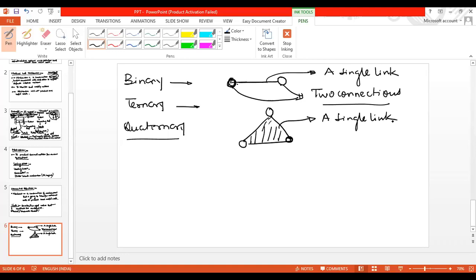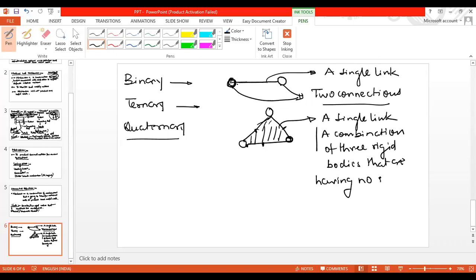Just think about it. Okay. So remember this here. Basically, this ternary link is a combination of, you can see here, three rigid bodies. One is this, one is this, one is this, right? So here it is a combination of three rigid bodies that are having no relative motion. Very important, right? So here also you can refer to this entire structure as a single link only, right? The only thing is that this link is a ternary link. That means this link is going to have three connections, right?